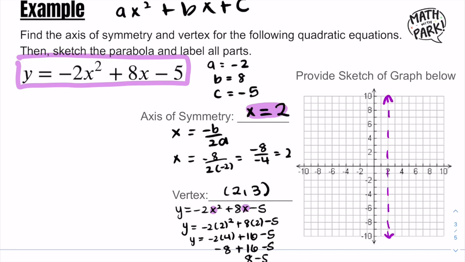Remember that the vertex should be on the axis of symmetry, and because we plugged in 2 to the x value, we found that the vertex is (2, 3). So (2, 3) is right here. It's your vertex. We'll label it vertex. And if we look at a equals negative 2, we should know that the shape of our quadratic function will go downwards because our a value is a negative value.